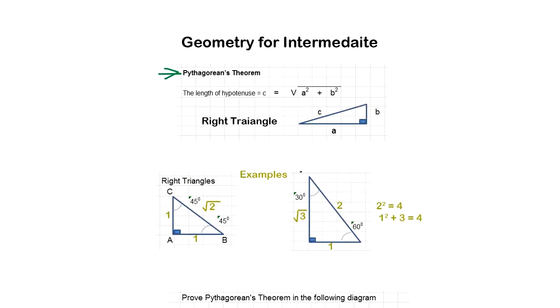The Pythagorean theorem is a relationship of the lengths of the sides for a right triangle. The lengths A and B are perpendicular, the hypotenuse has length C, and C square equals A square plus B square. According to this, we can calculate some of them.